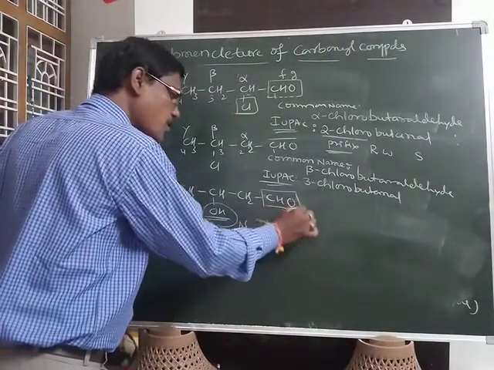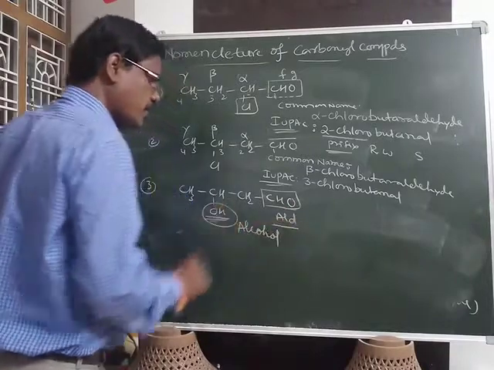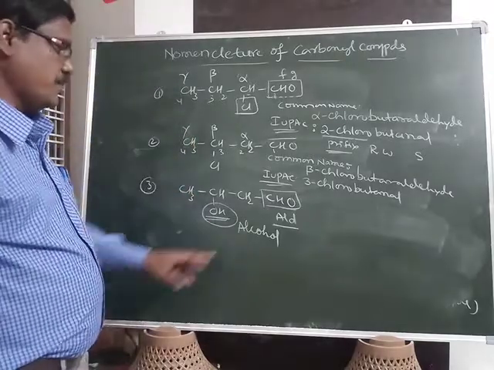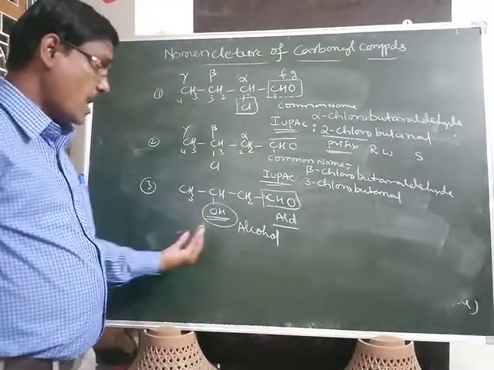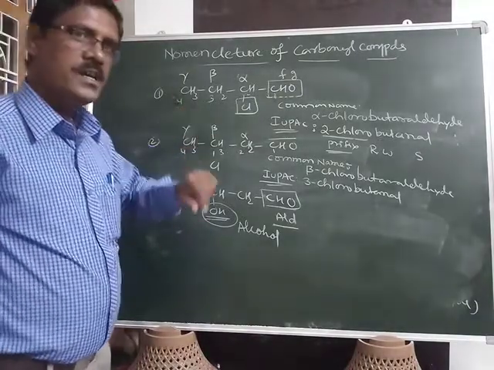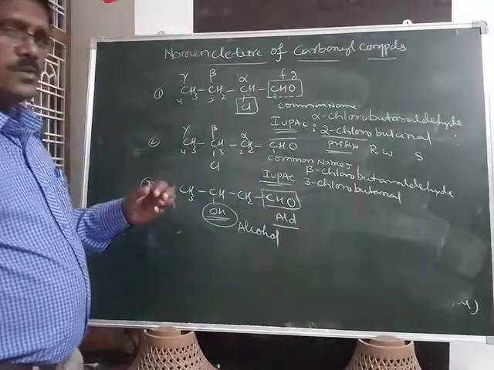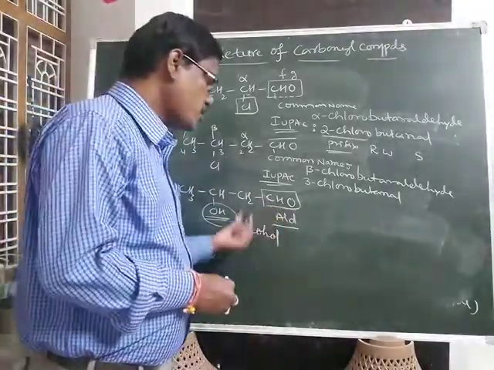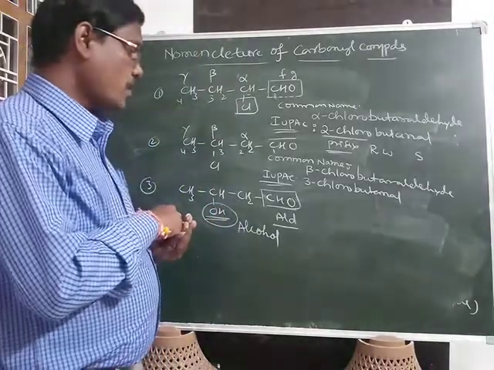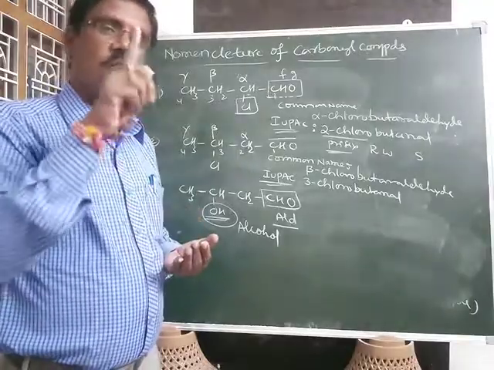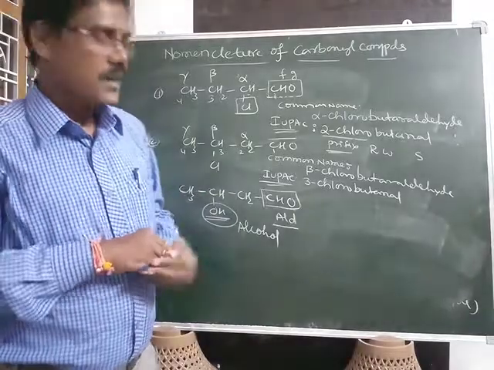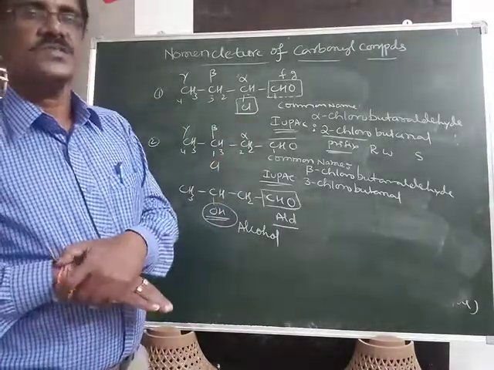If only CHO is present, it is known as an aldehyde. The third example contains two functional groups: one is the aldehyde functional group, the other is the alcohol functional group. According to the IUPAC rules, if more than one functional group is present in the given organic compound, you must treat one as the functional group and the remaining as substituents according to the priority sequence.